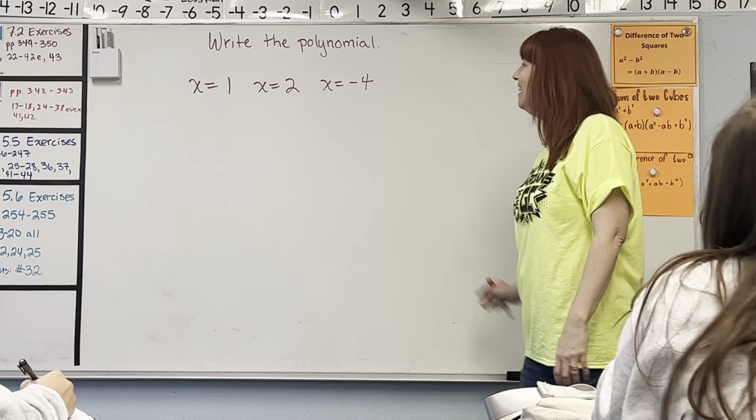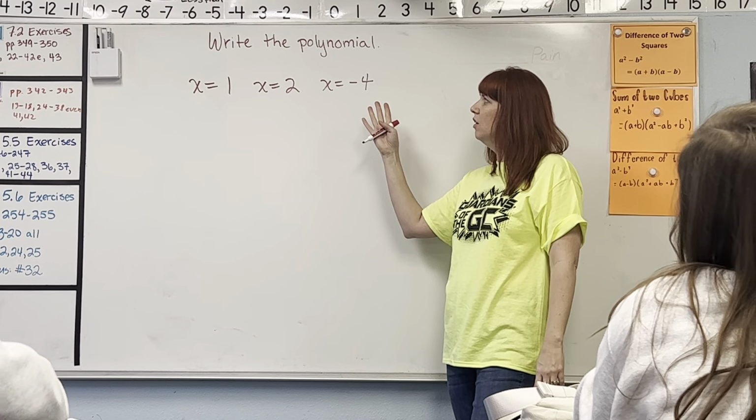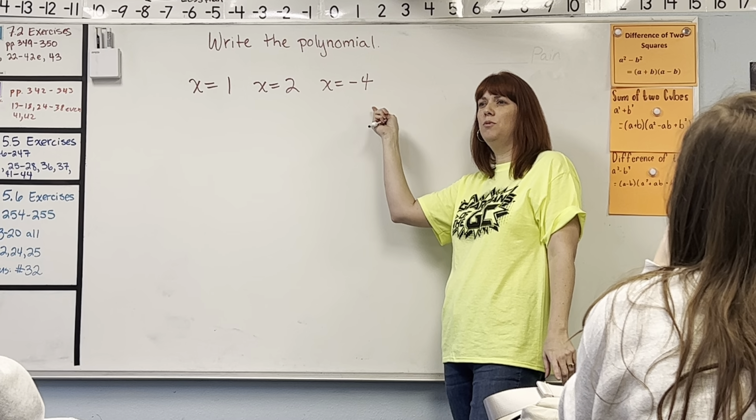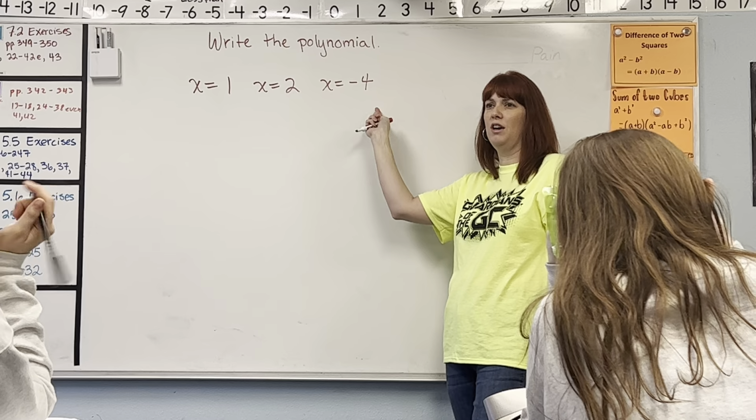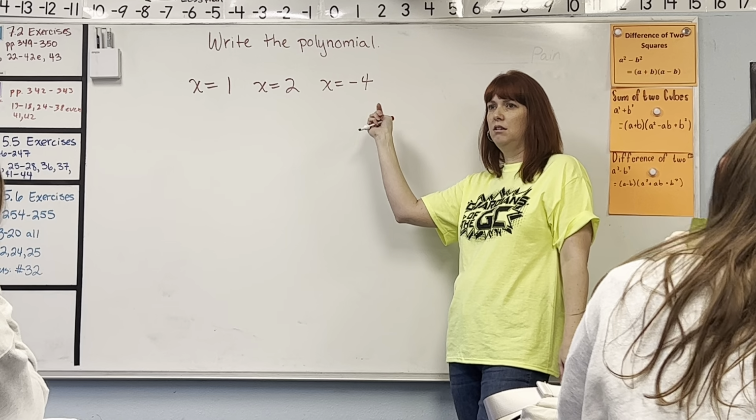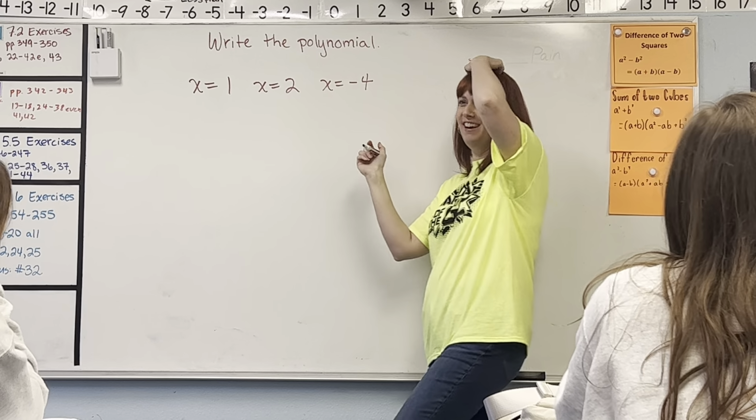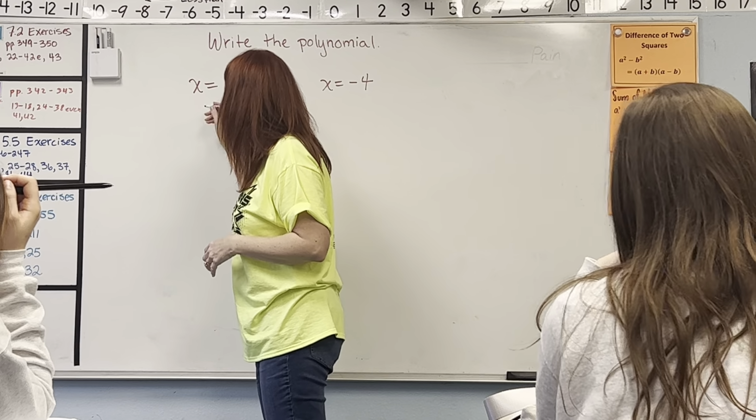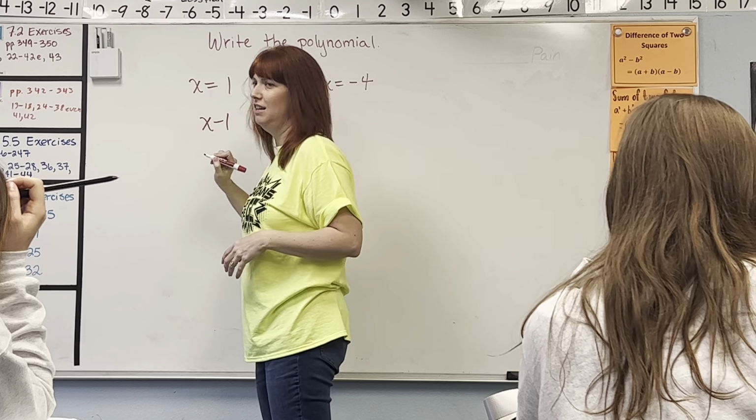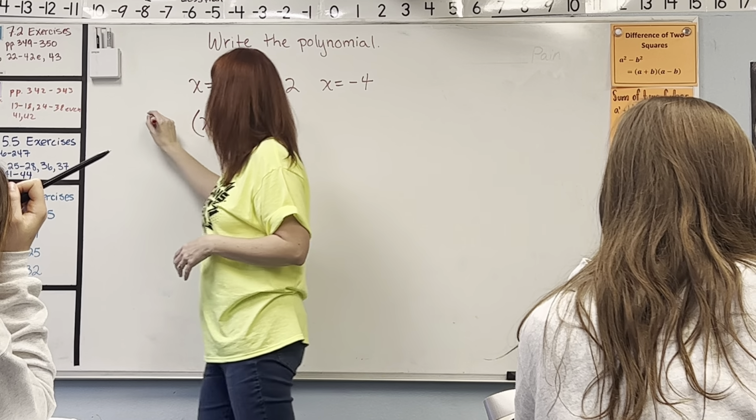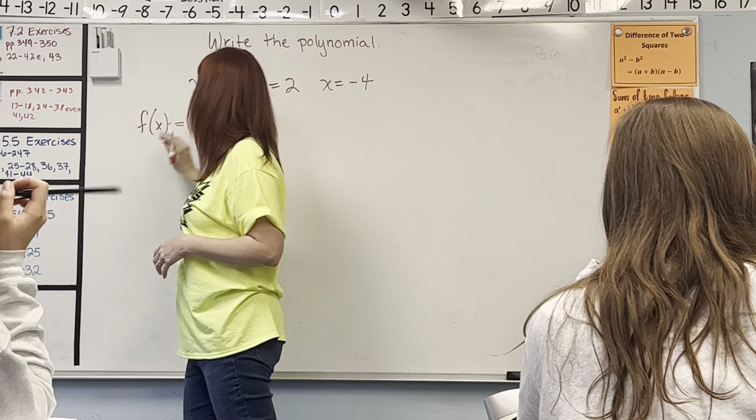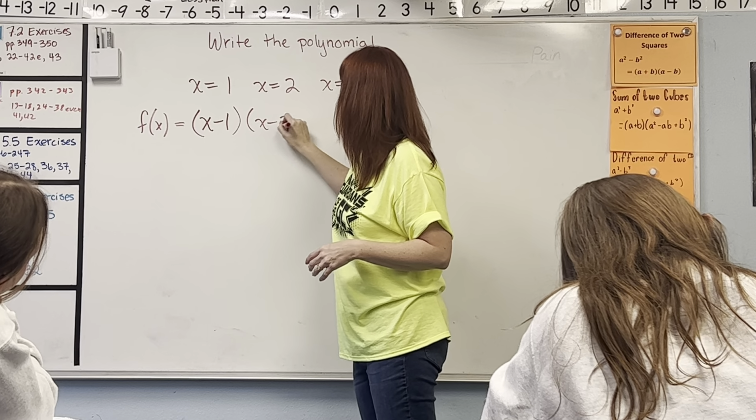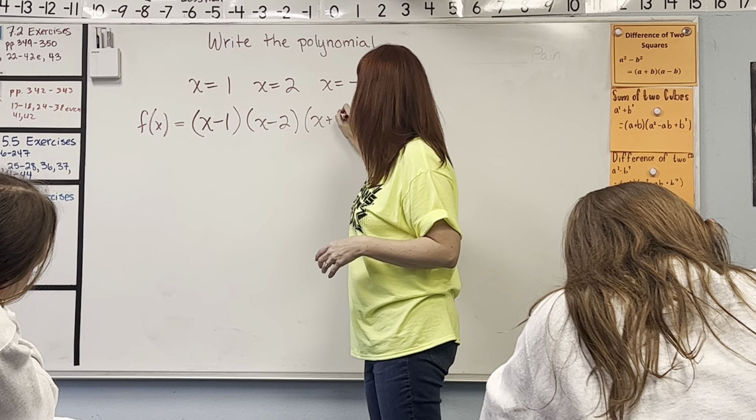If these were your solutions, what came right before you got this? What would the binomial be right before you got this? Is it x minus 1? Good, Kaylee. So right before you got this answer, you had an x minus 1, right? So let me give you f of x equals, because we're writing the polynomial. That was x minus 1. This was x minus 2, x minus 2, x plus 4.